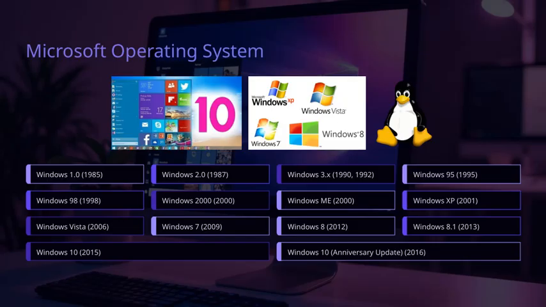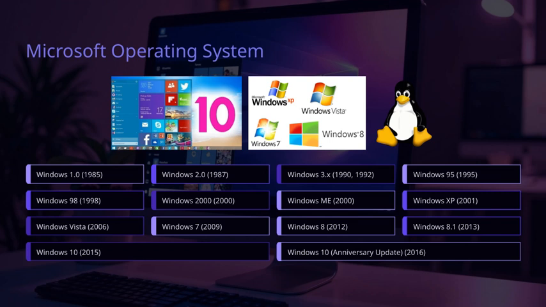Let's take a quick look at the evolution of Microsoft operating systems over the years. Starting with Windows 1 in 1985, this was Microsoft's first attempt at a graphical user interface, marking the beginning of a new era in personal computing. Moving forward, Windows 2 came out in 1987, building on the original with improved graphics and performance. Then, in 1990 and 1992, Windows 3.x made a significant impact by popularizing the Windows environment among a broader audience.